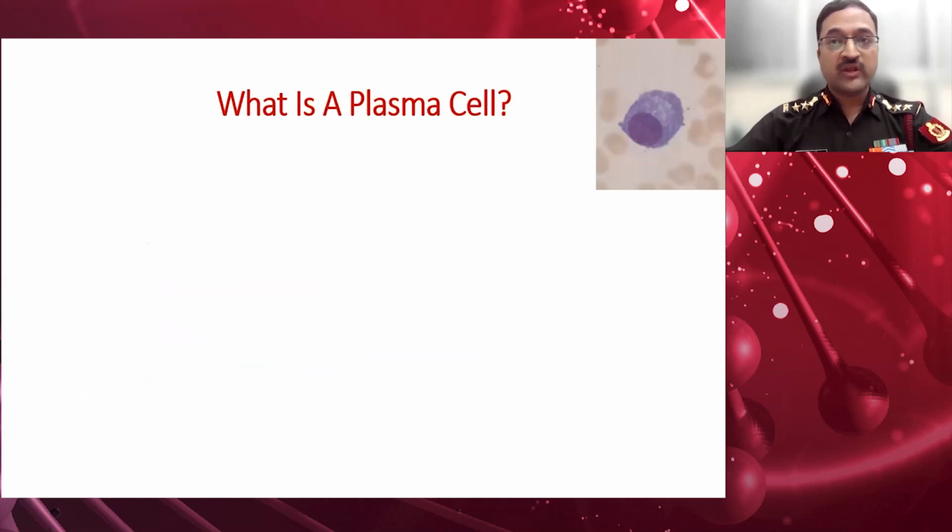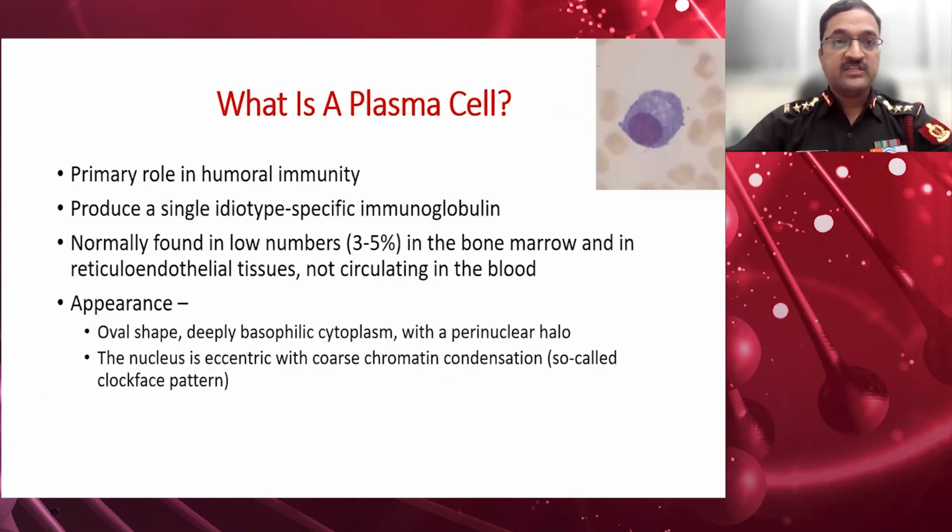Now, the whole story revolves around a plasma cell. So the aspect that needs to be discussed is, what is a plasma cell? Just a quick fact about the plasma cell. The primary role of a plasma cell in the body is to play the key role in humoral immunity. Normally, they are 3 to 5% in the marrow or in the reticuloendothelial cells, and you don't generally find these cells in the circulating blood.